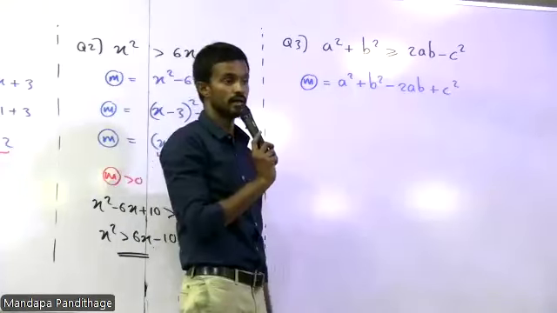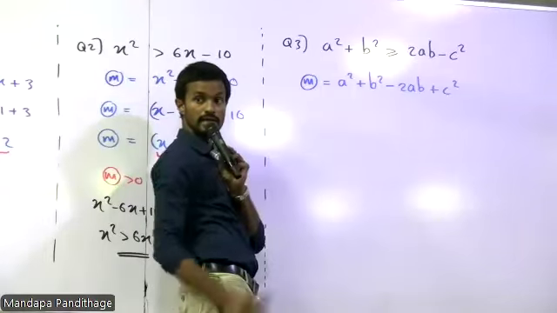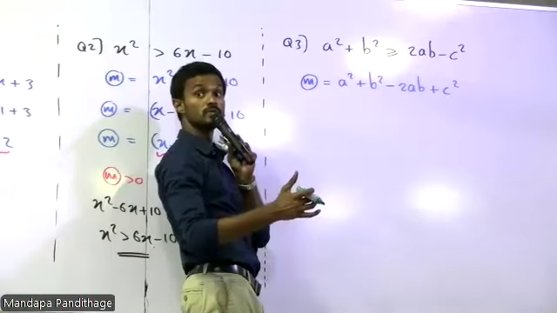Okay, now look at this. A squared plus b squared minus 2ab. Something familiar, no? Sounds familiar. A squared plus b squared minus 2ab. What is it?